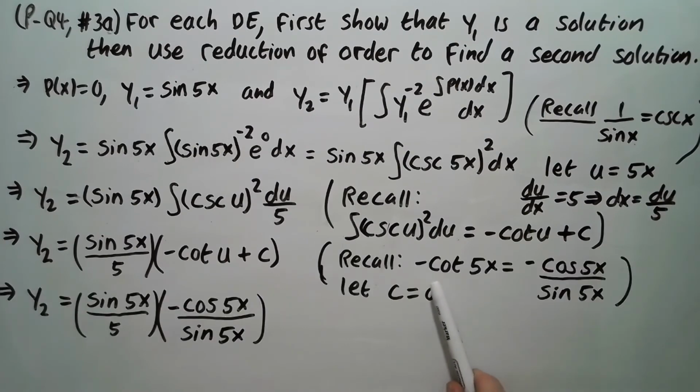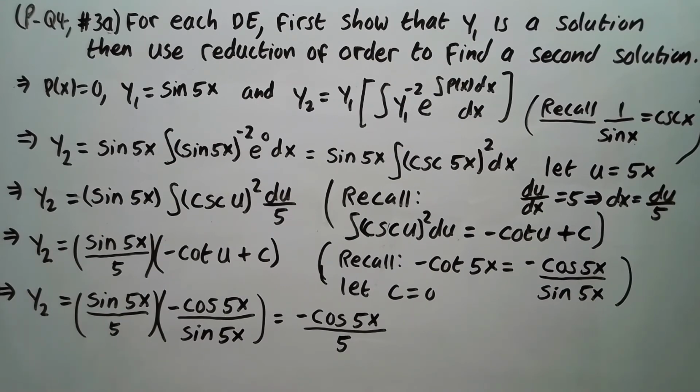Okay, so recall that cotangent is defined to be cosine over sine, so negative cotangent of 5x would be negative cosine of 5x over sine of 5x. So I'm going to replace the cotangent of u with cotangent of 5x, and replace it with this, and choose the c to be 0. So doing that, we'd have this. Then you can see the sine 5x's cancel. So we get negative cosine 5x over 5 as our y2.